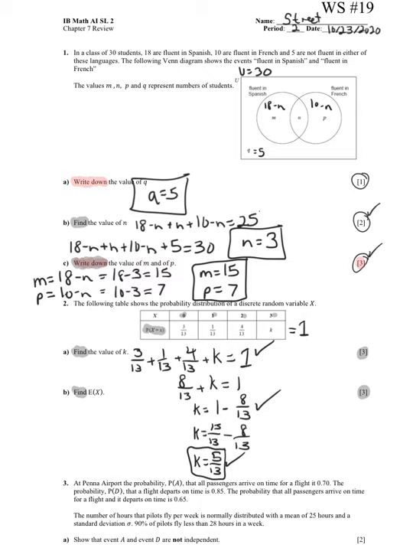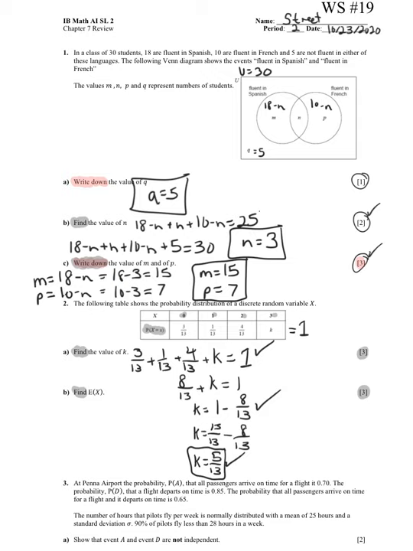Okay, that's what problem 2A is asking us to do. What about 2B, when it says find E of X? Remember what E of X stands for? Expected value. Exactly, that's the expected value of X. So we had to find the expected value.